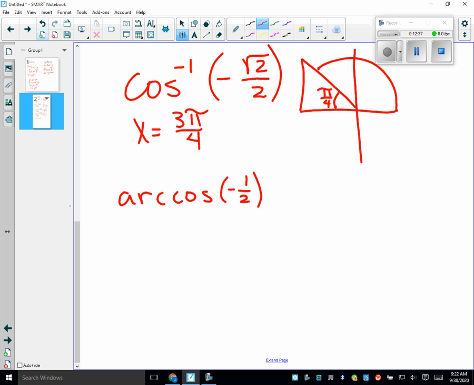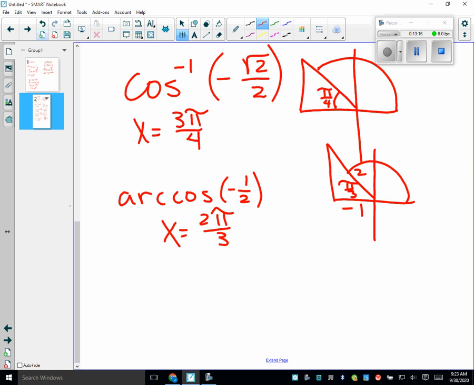What quadrant is that in? The second. Right? And since it's cosine, this is -1, this is 2. What is my reference angle? The reference angle is the angle inside the triangle. Pi over 3. Yeah, so the answer would be 2 pi over 3. This is pi over 3. The answer would be this one, which would be 2 pi over 3. Okay?